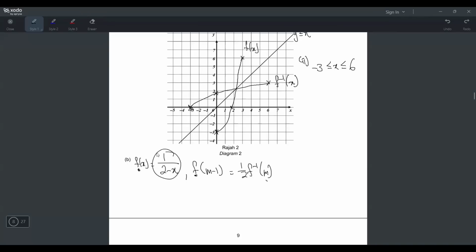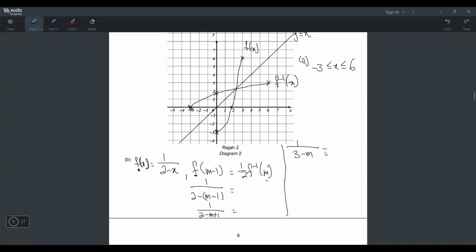It means I can write down the 1 over 2 minus x like this. But of course, you have to be careful. You cannot write x, because the bracket x has now changed to m minus 1. So the x here also has to change to m minus 1. And you will end up with 1 over 2 minus (m minus 1), which is 2 minus m plus 1, because negative negative becomes positive, right? And then you continue here: it becomes 1 over 3 minus m, because 2 plus 1 is 3, right?